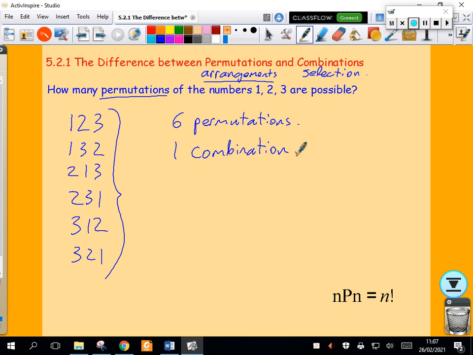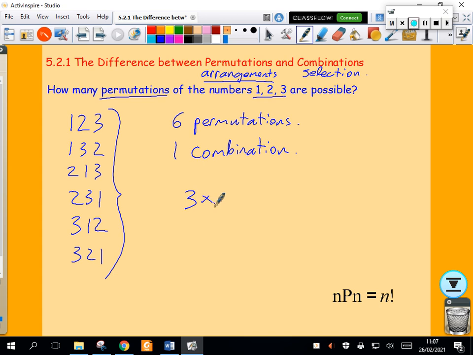And if we remind ourselves of the fundamental principle of counting, to look at all the different permutations of the digits 1, 2, and 3, we break that experiment up into a series of 3 tasks. Task 1, choose a digit for the first position. There are 3 ways to do that. I could choose 3 or 2 or 1 for the first position.